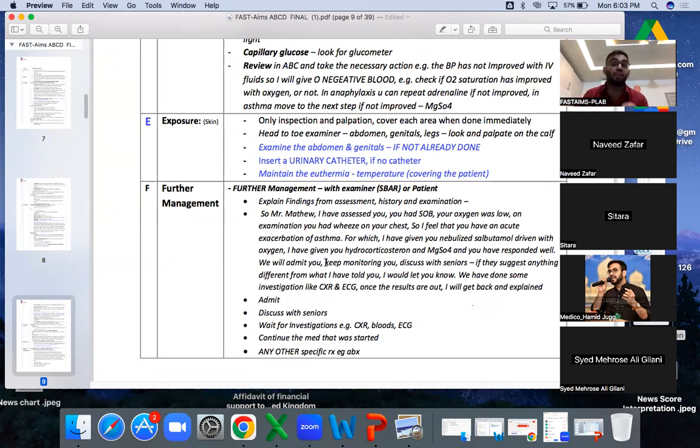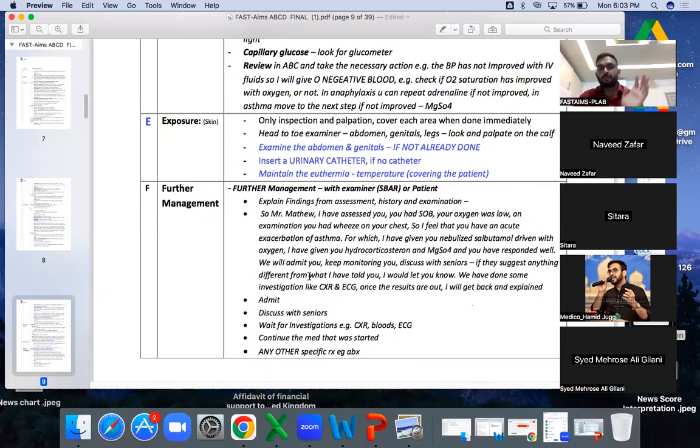The patient, you need to reach till the further management. You need to save at least 1.5 minutes for this. Two minutes is ideal, but 1 to 1.5 minutes is the minimum, because it carries marks. You need to reach over here.